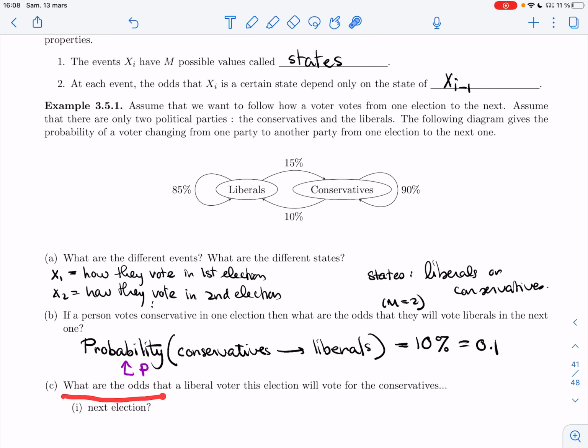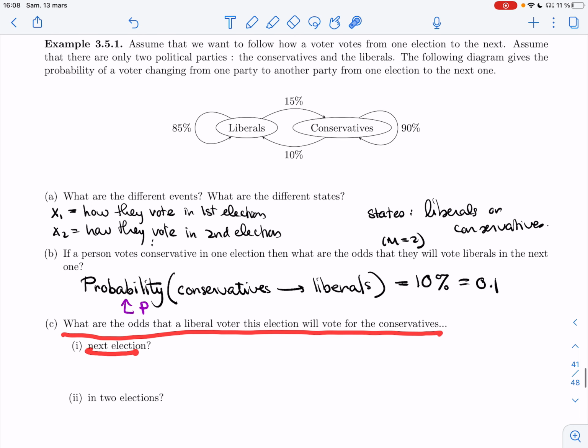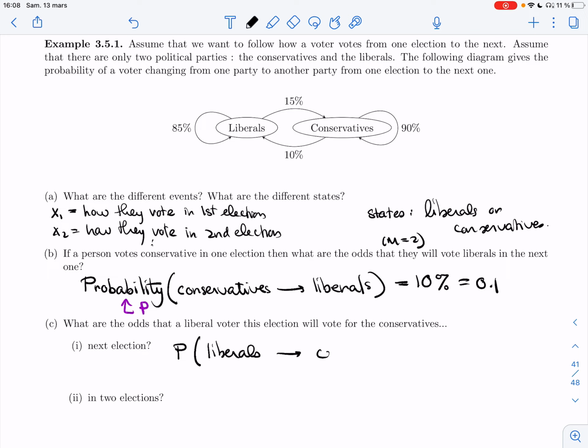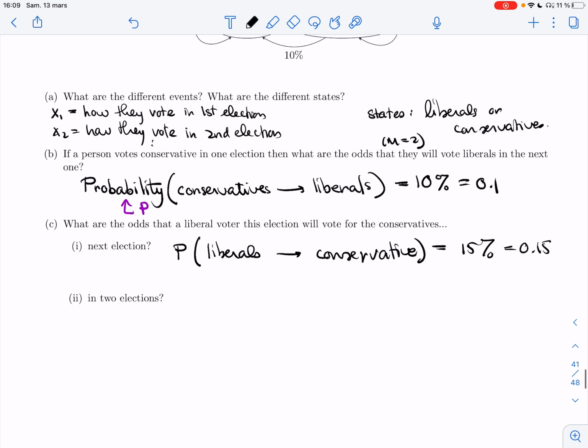All right, so what are the odds that a liberal voter this election will vote for the conservatives next election? So somebody that's a liberal, what are the odds that they move to the conservative in the next election? So P of liberals to conservative, that's given to us by the diagram. That's one of the pieces of data that we're actually just given. So that's 15%, which we'll write as 0.15.